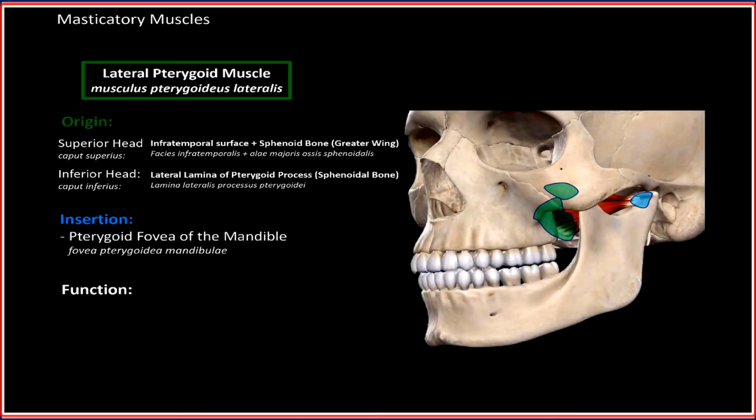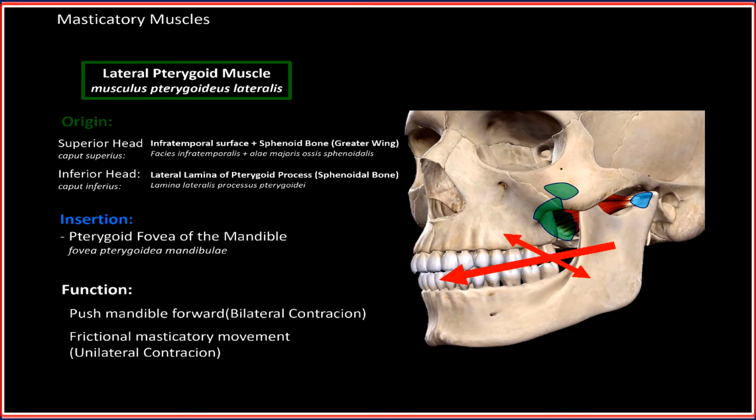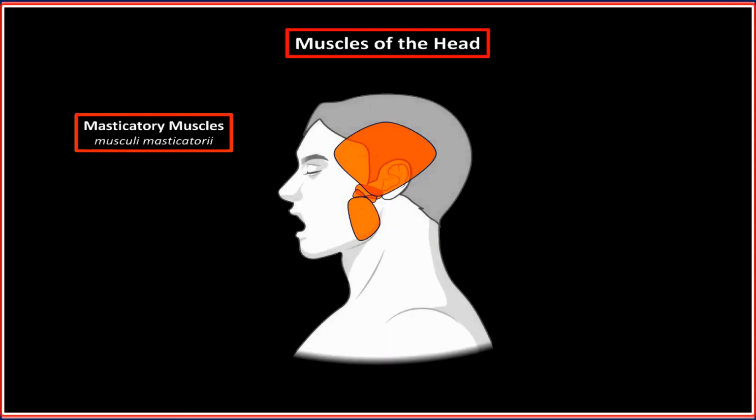The function of this muscle is to move the mandible forward if both the right and the left side contract together, or produce a frictional masticatory movement if only one side contracts. So that was all I had for the muscles of mastication.